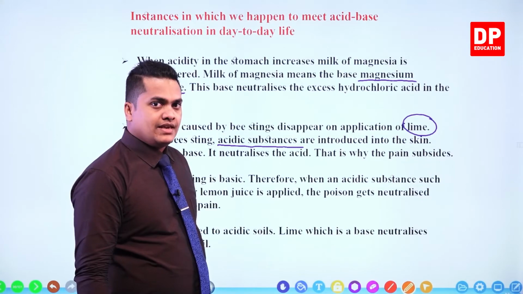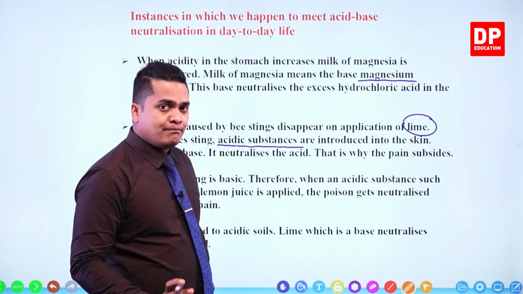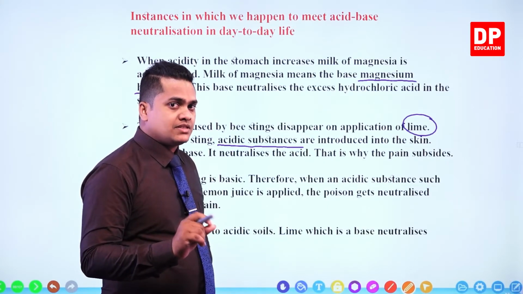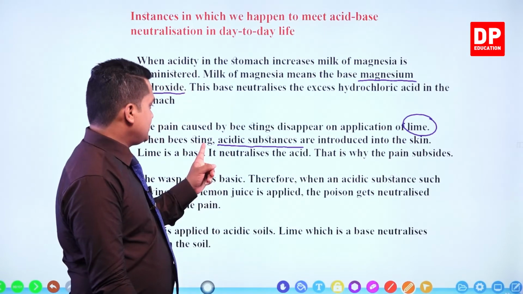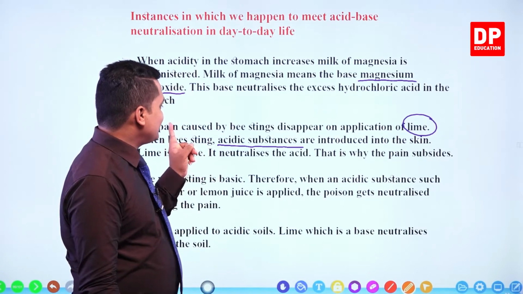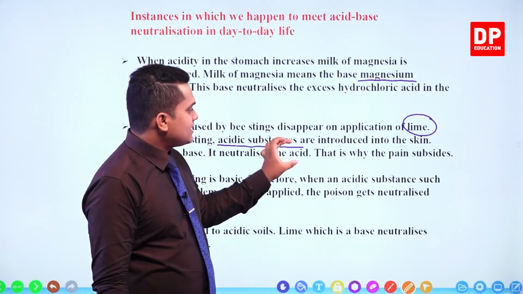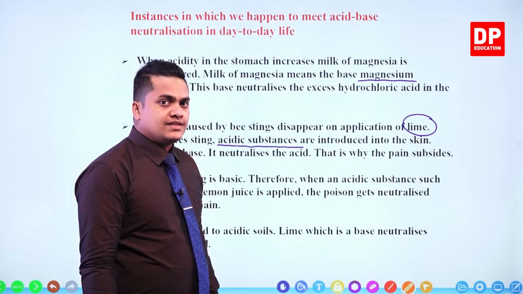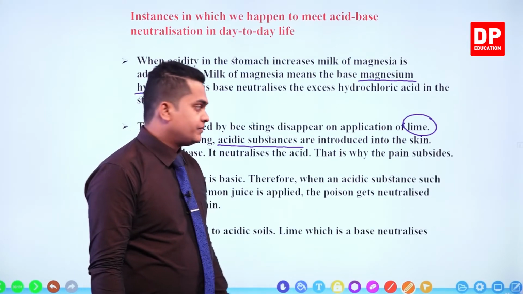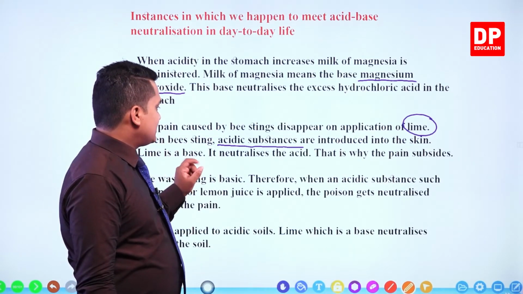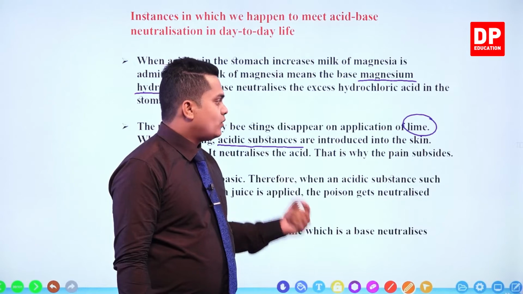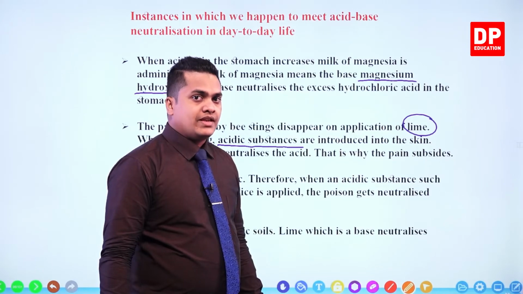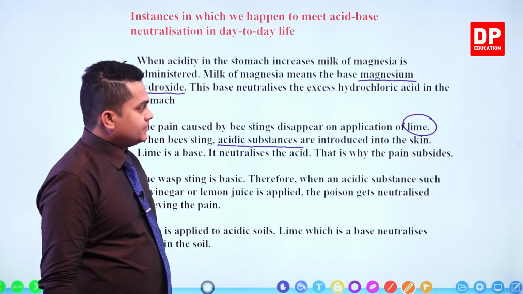if by applying lime we can get some relief, then the administered substance should be an acid. So here it is given, when bees sting, acidic substances are introduced into our skin. Lime is a base, so it neutralizes the acid. That is why the pain subsides.